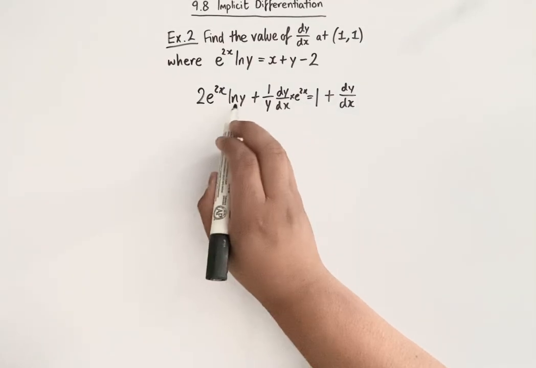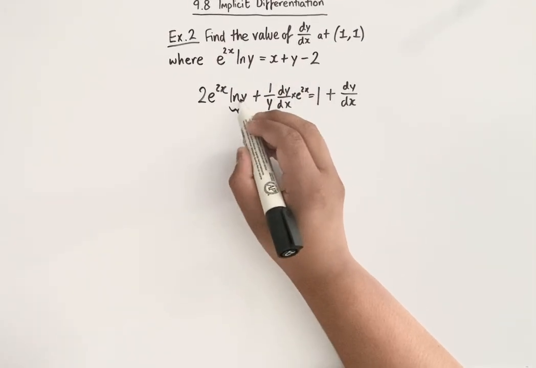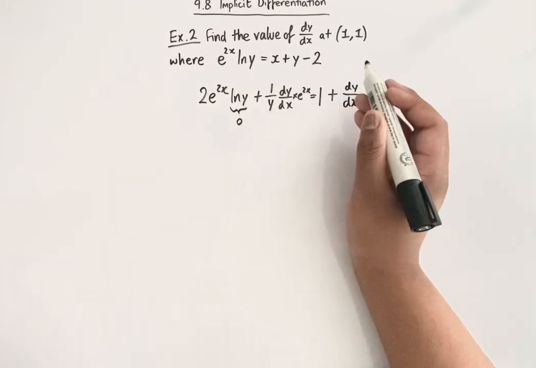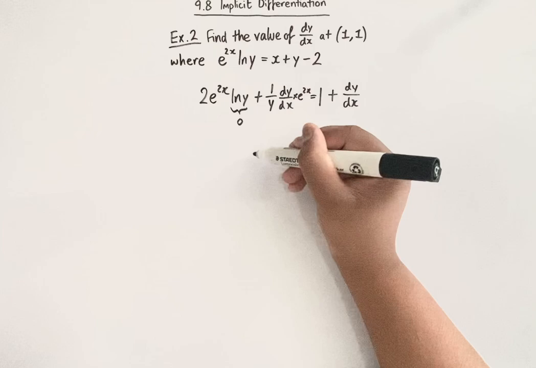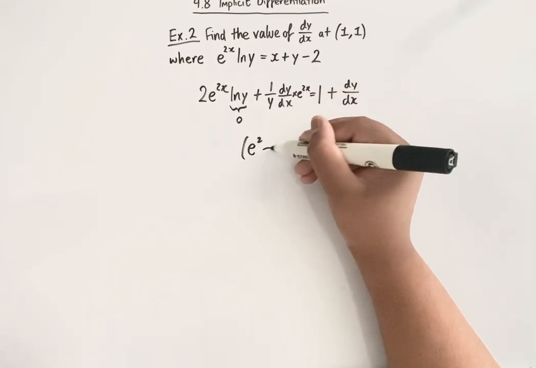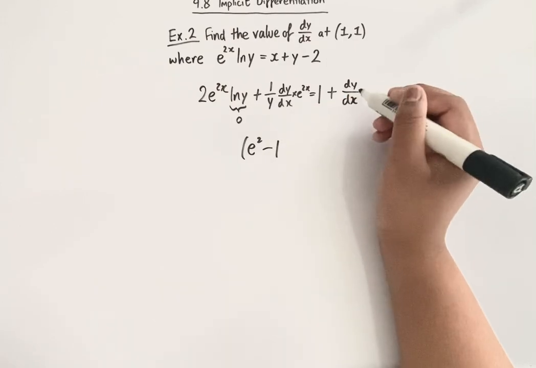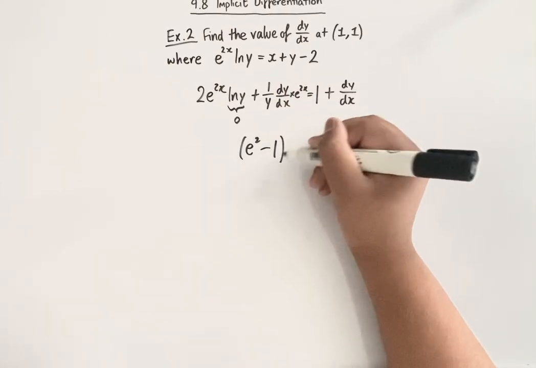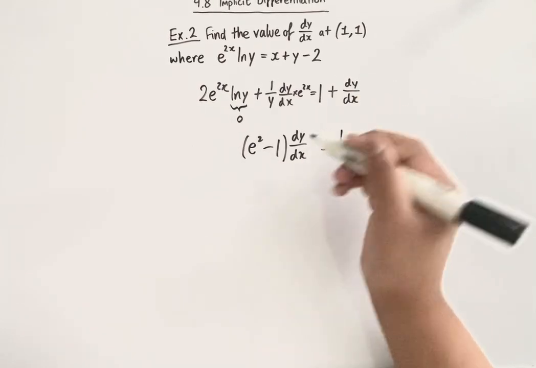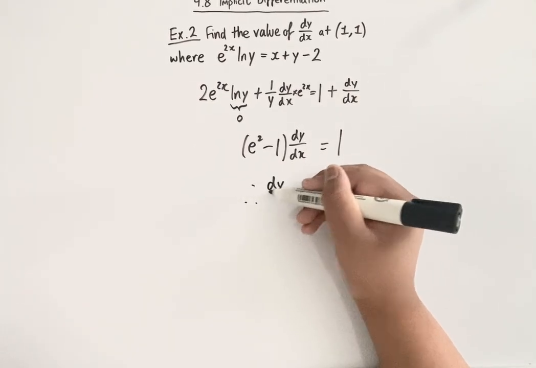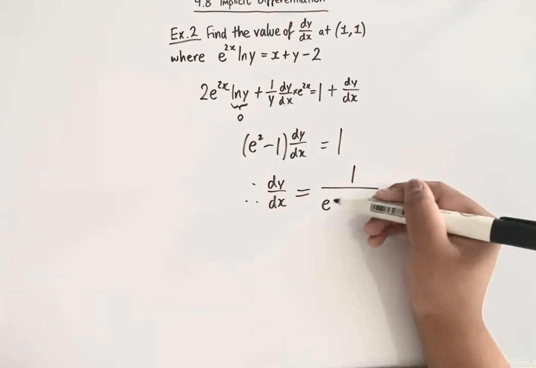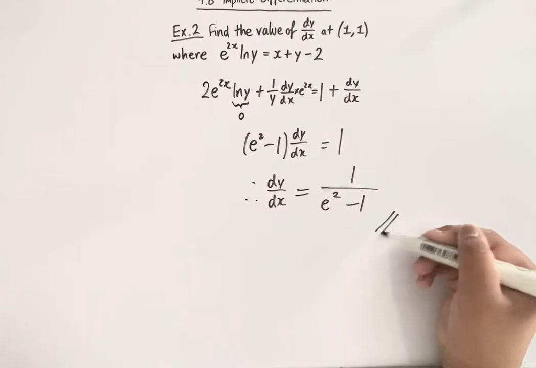So, 1, 1, this makes ln of 1 just 0, so this whole thing is gone. 1 over 1 is just 1, and so we're left with e squared, e to the power of 2, minus 1. If we bring this dy over dx to the other side, multiplied by dy over dx is equal to this 1. And so therefore, dy over dx is equal to 1 over e squared minus 1. And that's about it.